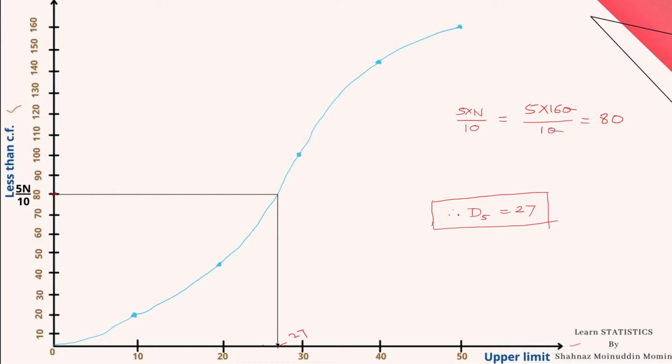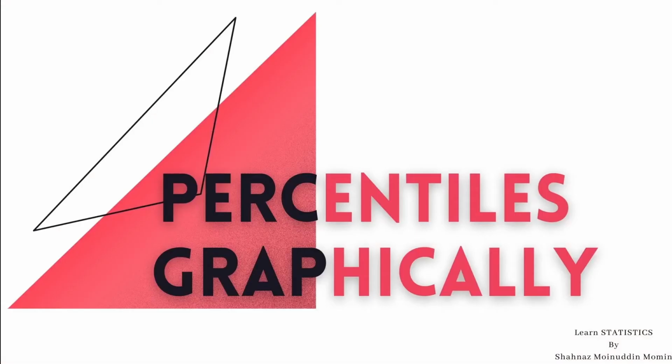Now, let us start the second point, percentiles graphically. Percentiles are the points which divide the data into 100 equal parts. We have already learned what is percentile and the numerical examples on percentiles for individual series, discrete series and continuous series. If students want to learn what is percentile and its numerical examples, then click on the I button on the screen, and link of that lecture is also given in the description box.